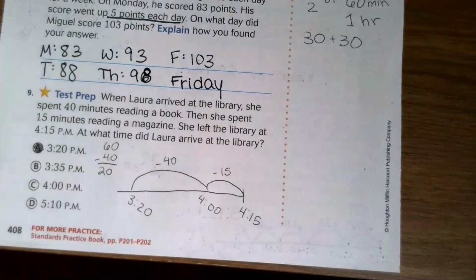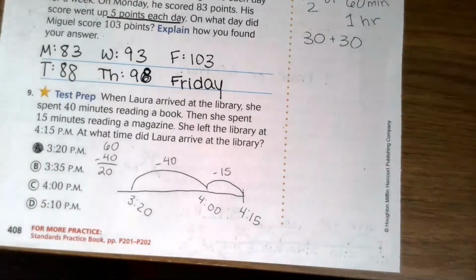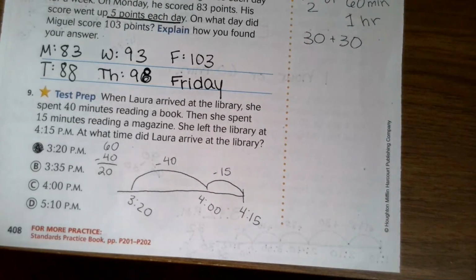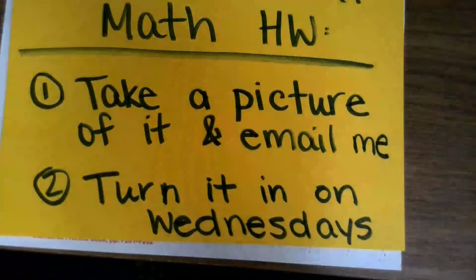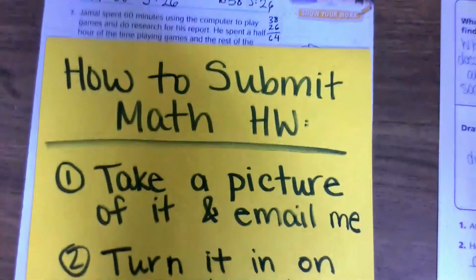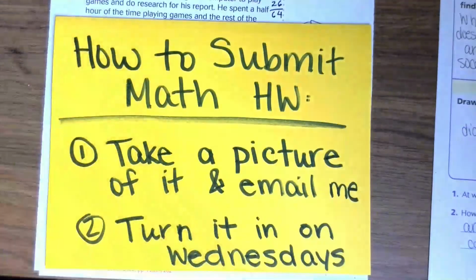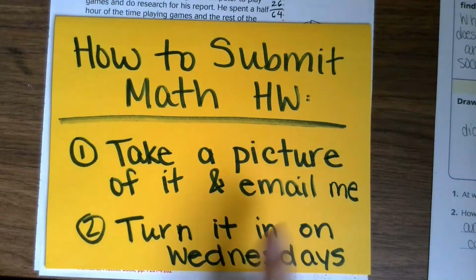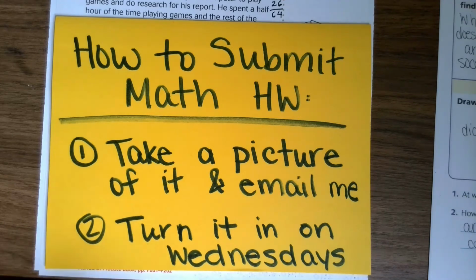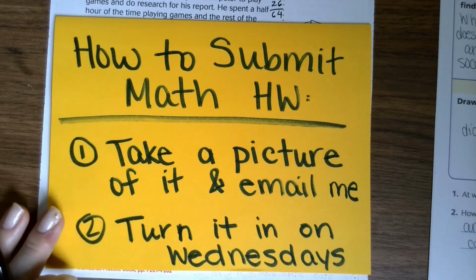Alright. So you also had to work through lesson 10.5 for your homework. So how I'm going to be checking your homework, you have 2 choices. You can either take a picture of both sides of your homework assignment and email it to me, or you can turn it in on Wednesdays. So when your parent comes to the school to pick up or drop off things on Wednesdays, you can have them bring in your math and they will get it brought back to me. So, just so you know.